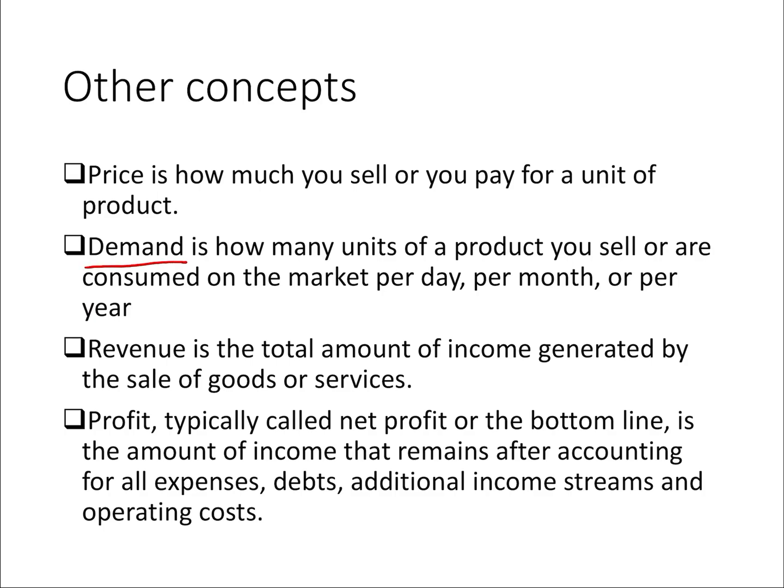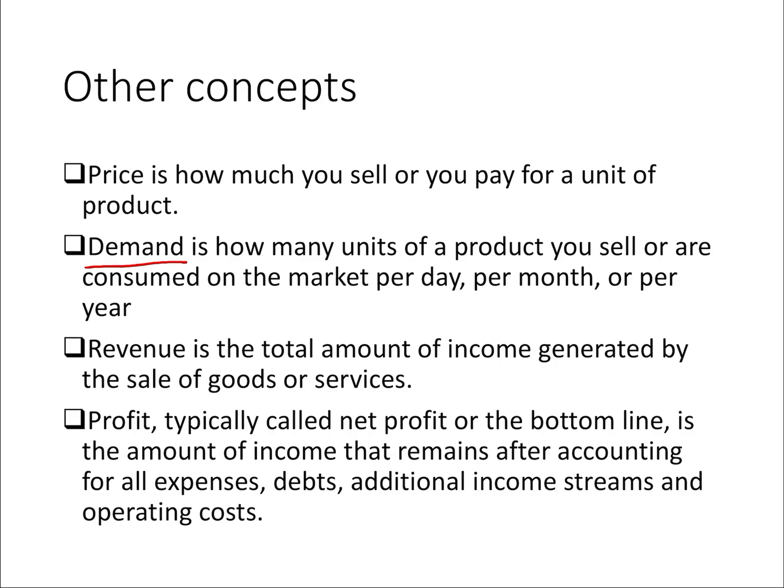Demand is how many units of a product you sell or are consumed on the market per day, per month, or per year. So if we talk about demand, we always think about how long, what's the period, right? It's a cumulative number, like the products you sell per day, per hour if it's really popular, or per month. So you always connect that amount of products to some time frame.